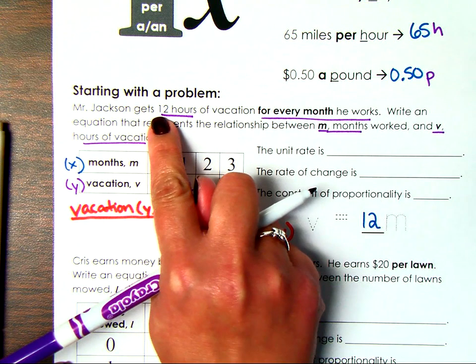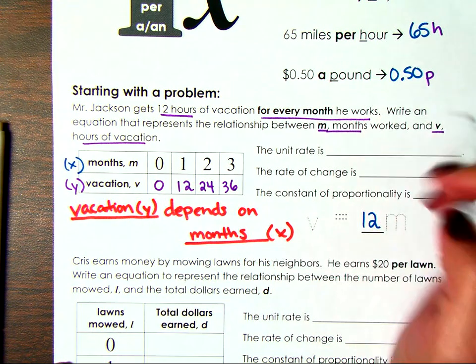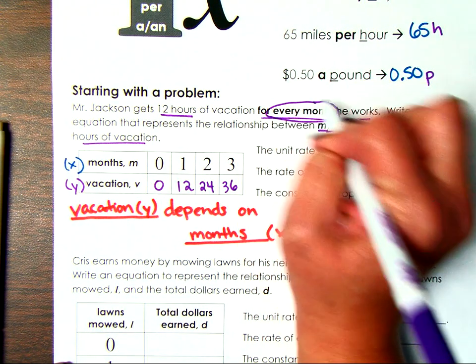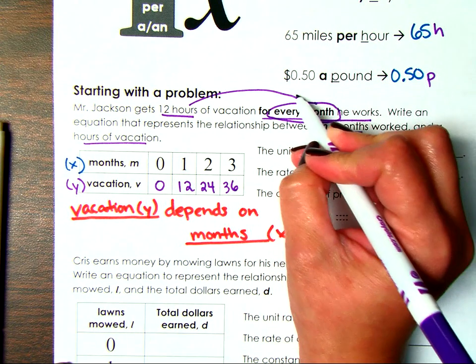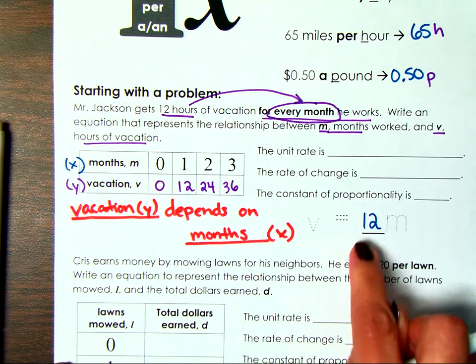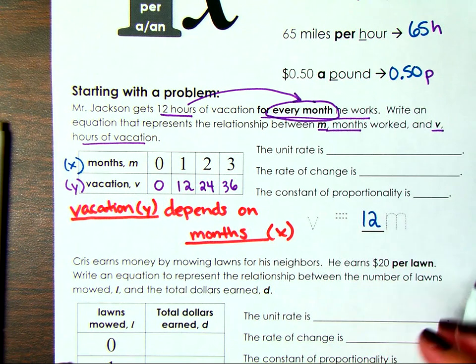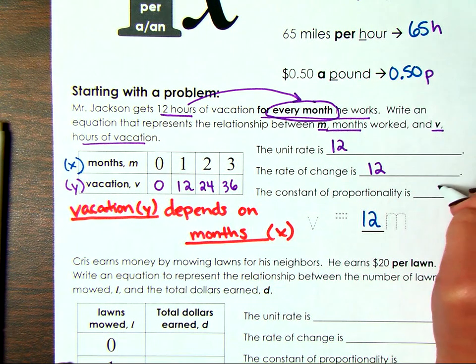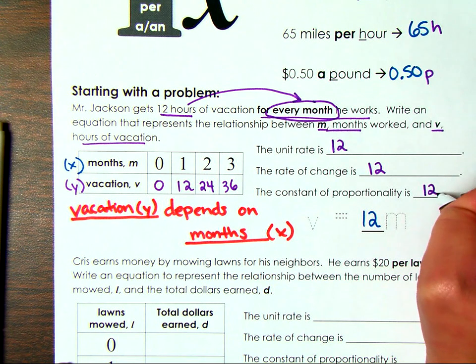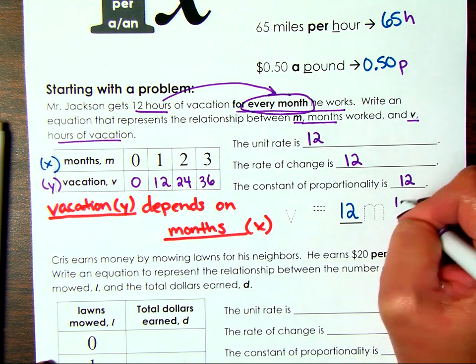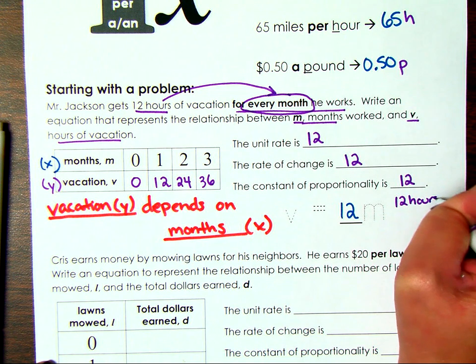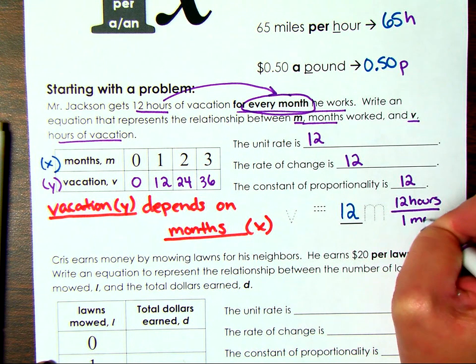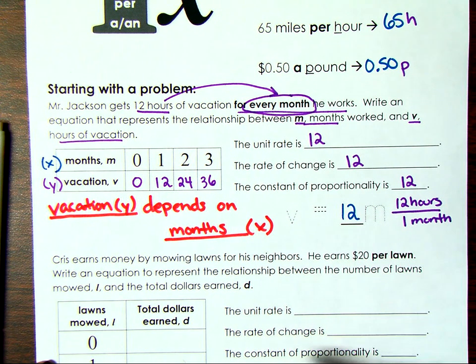Okay? So each, every, per, a, and. 12 hours every month. So as soon as you see 12 every month, it's actually telling you that that's your coefficient. 12 every month. So your unit rate is 12. Your rate of change is 12. Your constant of proportionality is 12. But in words, it's actually 12 hours for every 1 month. Because your unit rate is per every 1.